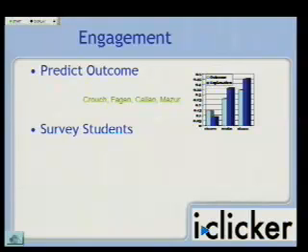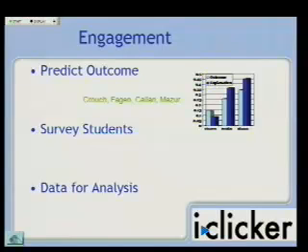And so this is surveying the students, I think, is a fabulous use for these things. And then data for analysis. I know statistics classes do this a lot, but in general courses, it's a great way you can get data by just polling your students who are in the classroom, and you can work with that to make it very real and personal for them.